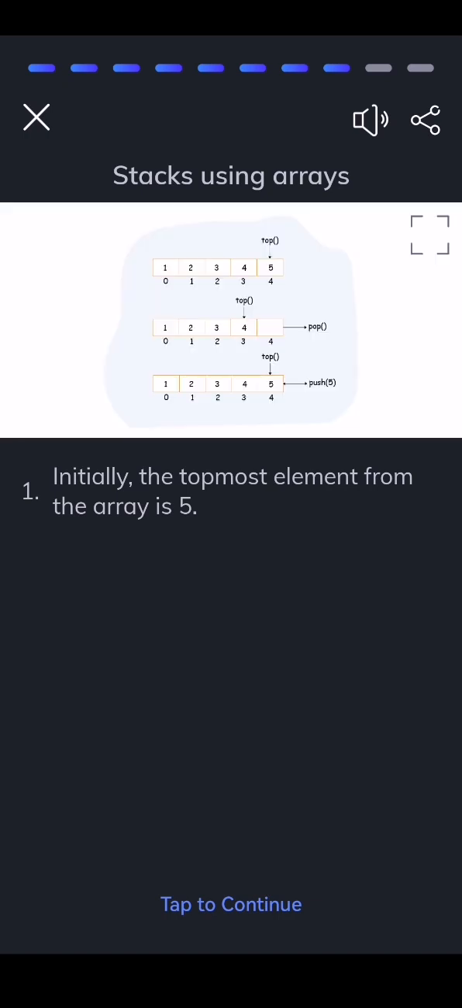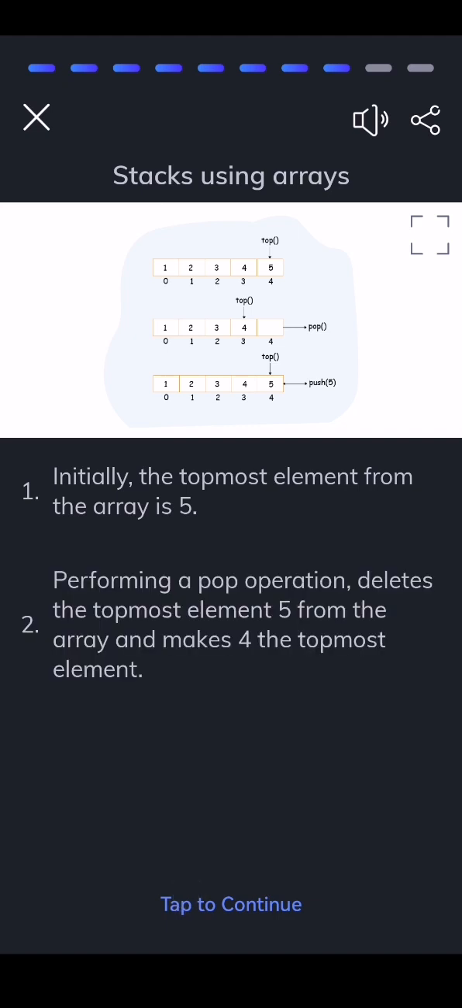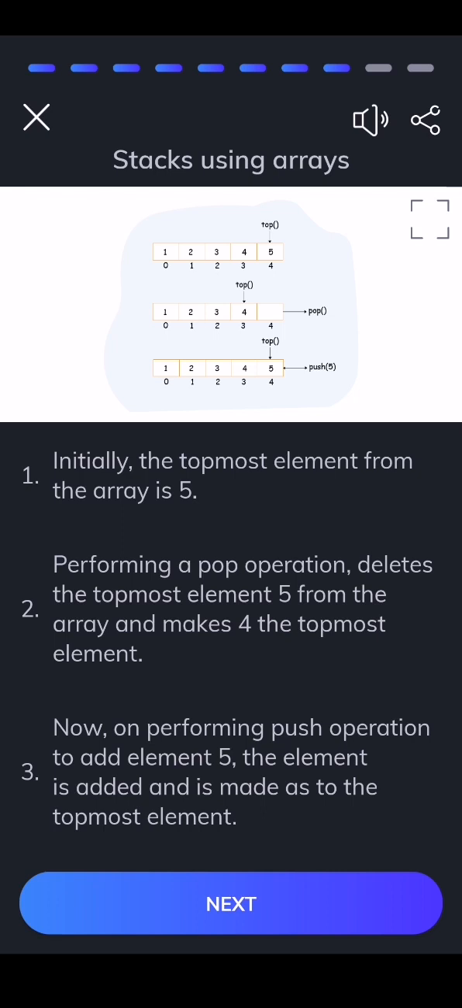Initially, the topmost element from the array is 5. Performing a pop operation deletes the topmost element 5 from the array and makes 4 the topmost element. Now, on performing push operation to add element 5, the element is added and is made the topmost element.